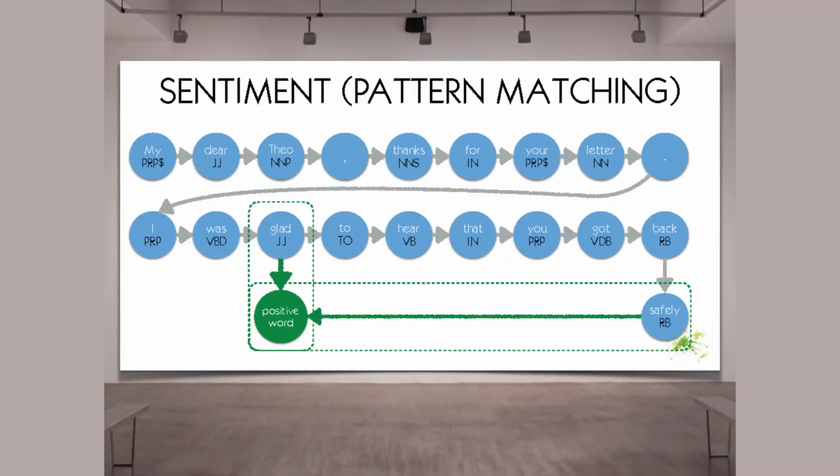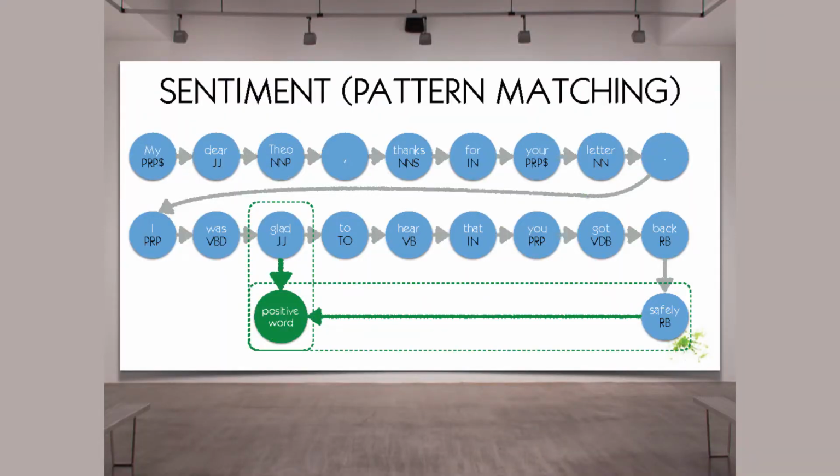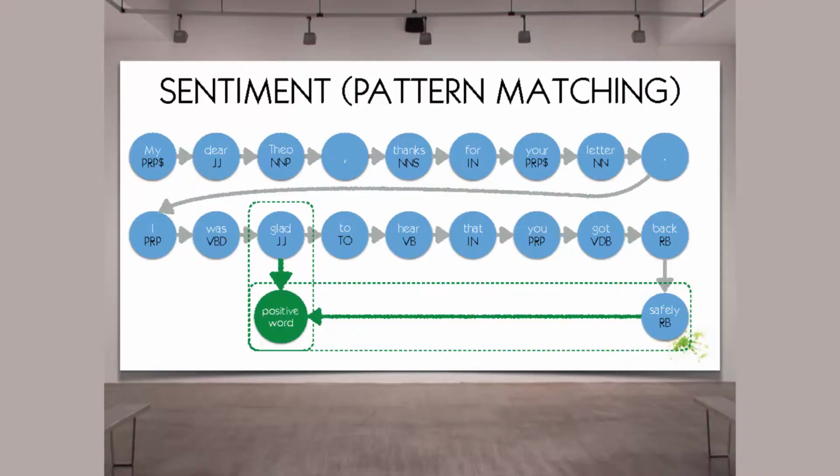We use pattern matching in a linked list to find a specific part of the sentence of the letter and find the polarity. For example: "My dear Theo, thanks for your letter. I was glad to hear that you got back safely." We have the adjective after the verb, which is a positive word, and we have the adverb "safely".